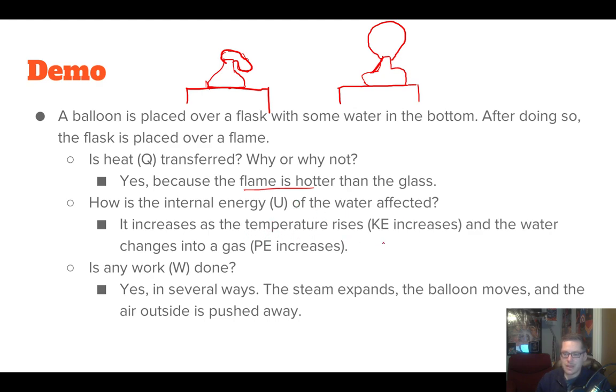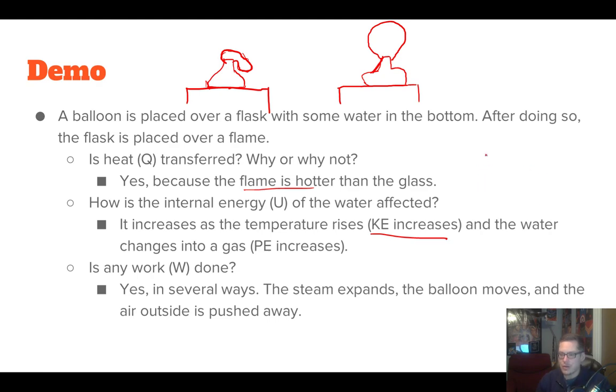The kinetic energy goes up, right? Remember, temperature is a measure of the average kinetic energy. So as the temperature goes up, okay, the kinetic energy of those molecules increases, and that increases your internal energy. And then also remember that a phase change is a point at which you're changing potential energy, right? Your temperature doesn't change, but your potential energy does.